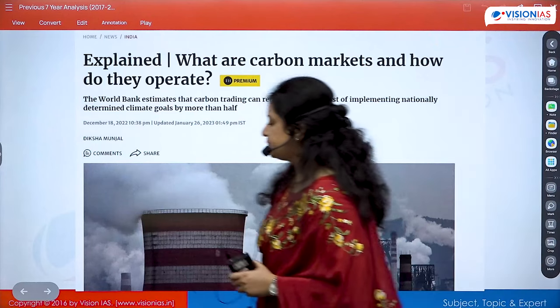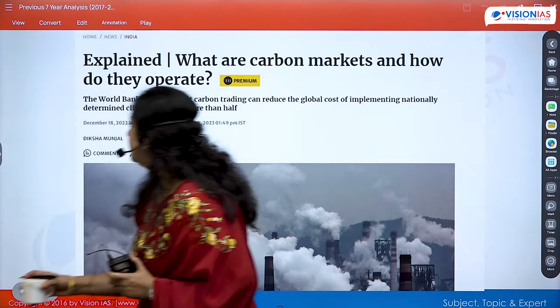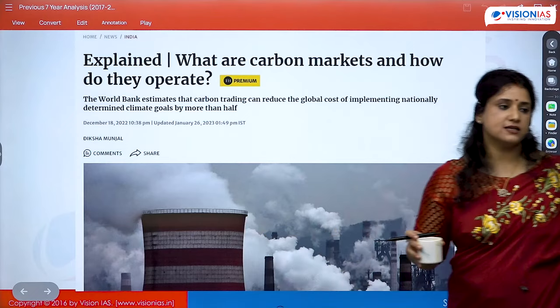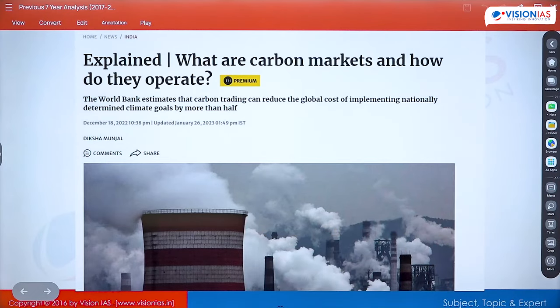Yeah, and this was the article in The Hindu again, explained what are carbon markets, how do they operate. When such an article comes, very detailed, where the explained section has everything written, please read it. Please read it. Don't just leave it like that. All right, done.